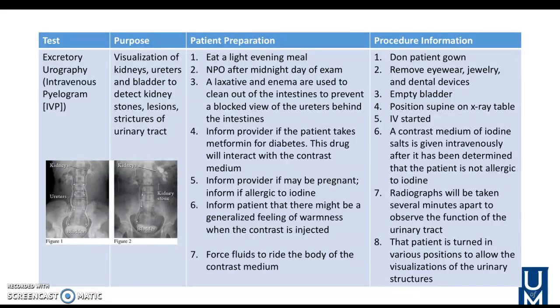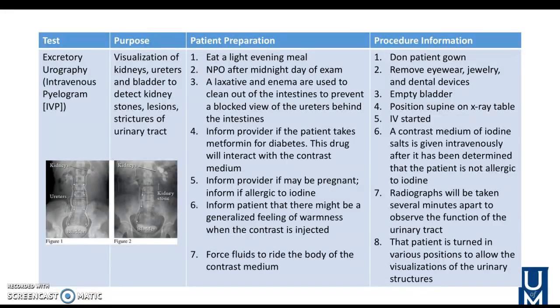Contrast media of iodine salts is going to be given intravenously after it's been determined that the patient is obviously not allergic to that iodine. Radiographs will be taken several minutes apart to observe the function of the urinary tract, and then the patient is turned in various positions to allow different visualizations of those urinary structures.